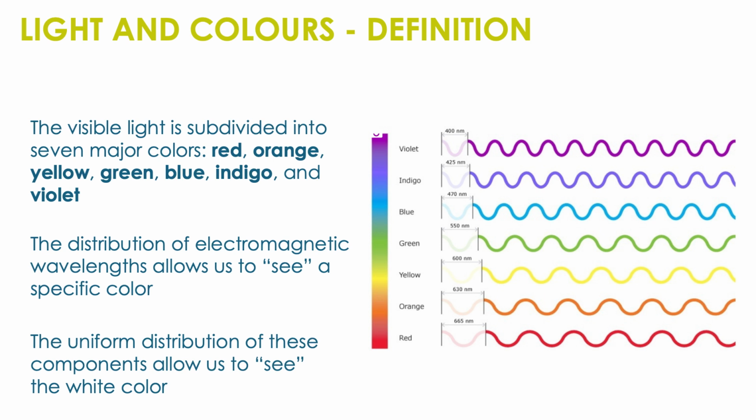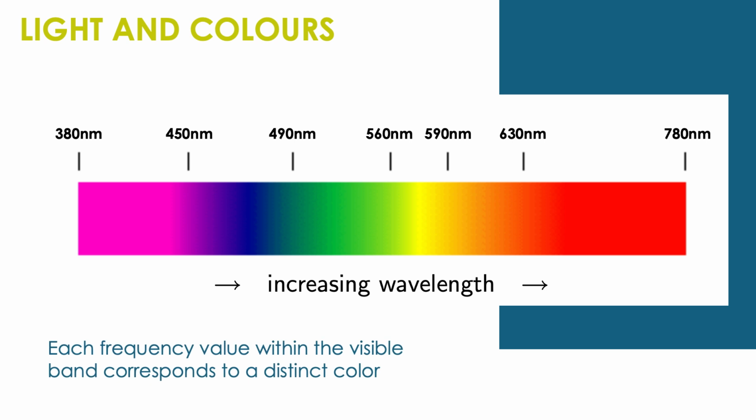The uniform distribution of these wavelengths allows us to see the white color. So, the white color is basically a uniform distribution of all the other colors together. As you can see in the picture, the 7 colors belong to the continuous spectrum of the visible colors.